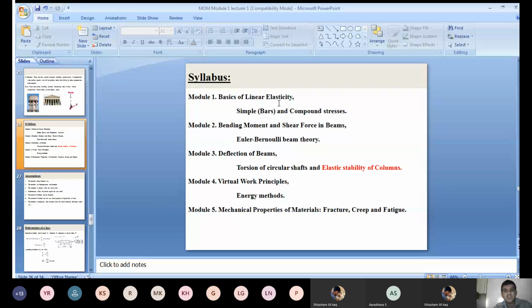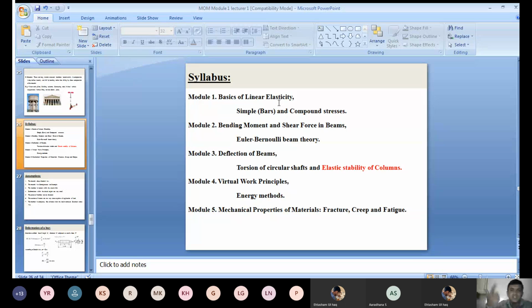Based on the type of load acting on a member, we define the types of stresses. One is tensile stress, the second is compressive stress. Tensile and compressive stress are also called normal stress. The third is shear stress, a tangential force acting over the surface of the member. These are the three main stresses: tensile, compressive, and shear.